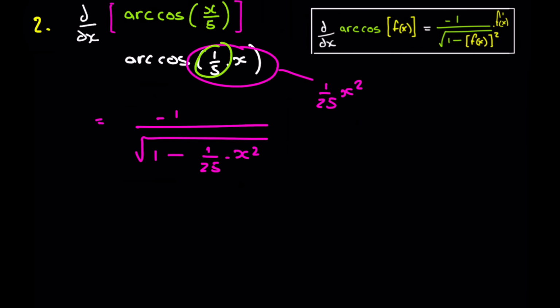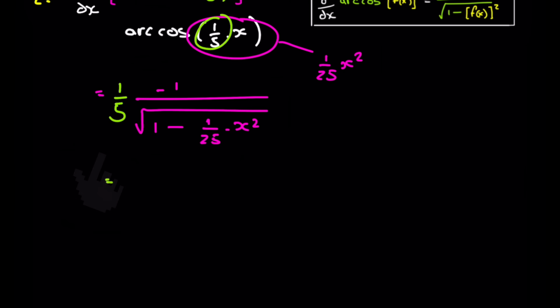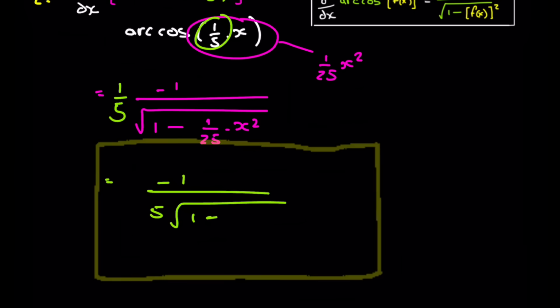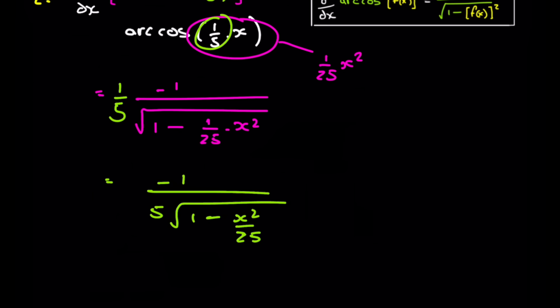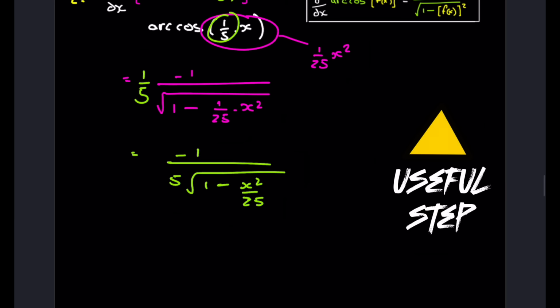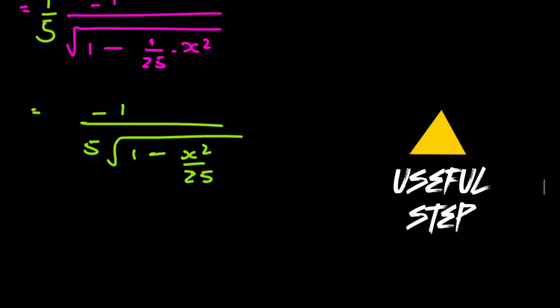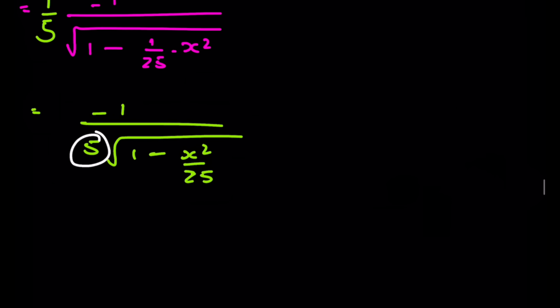Now, what I do here is I write the 1/5 at the beginning, right? Because I'm timesing everything through by 1/5, which will result in -1 over 5 root 1 minus x squared over 25. Now, in a lot of cases, they ask you to write it as a singular radical, so we'll have to bring this 5 in. So 5, don't forget, is the square root of 25.